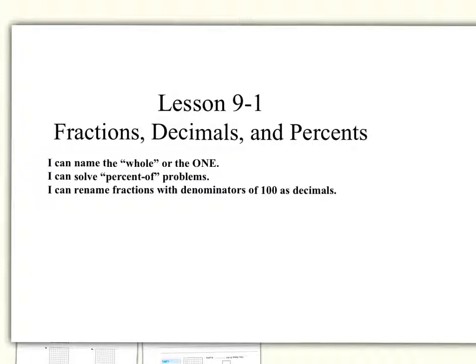And I can rename fractions with denominators of 100 as decimals. And that's something we've done in the past also. You want the denominator to be 100. And if the denominator is 100, it's pretty easy to rename the fractions.